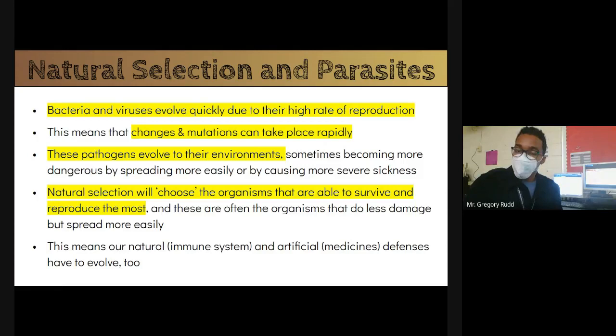So the slowest lions die because they can't get any food. So that means only the fastest lions survive and they have faster lion offspring. And so you see this escalation of both parties getting faster and faster and faster. Same thing happens with these bacteria and viruses. As they get stronger, as they spread more easily, we have to create medicines that are even stronger. And unfortunately, nature is probably going to win out.